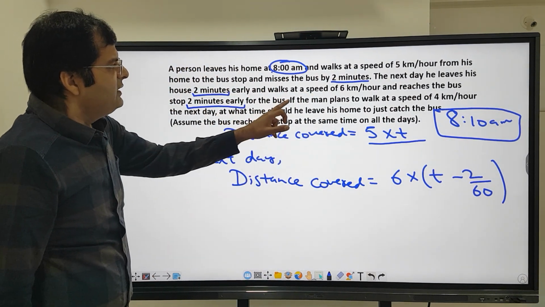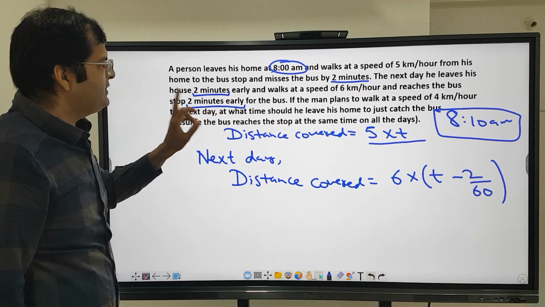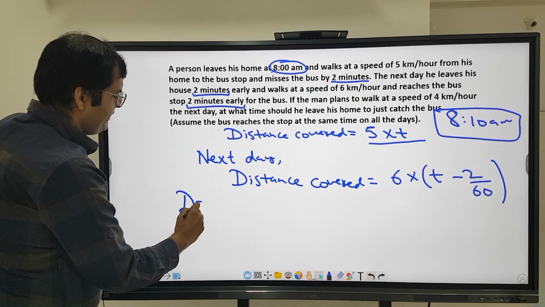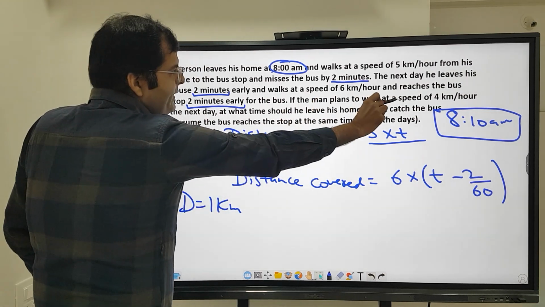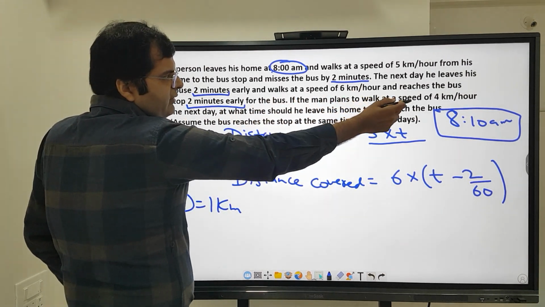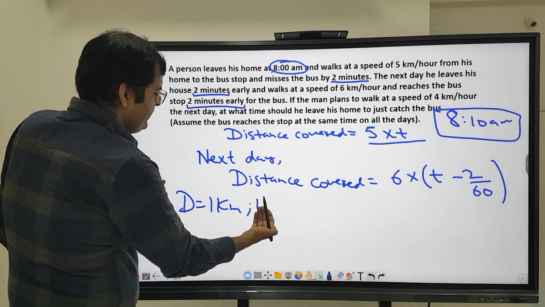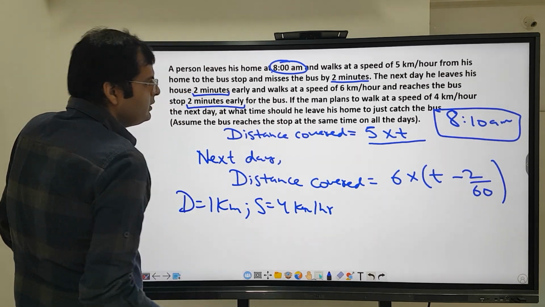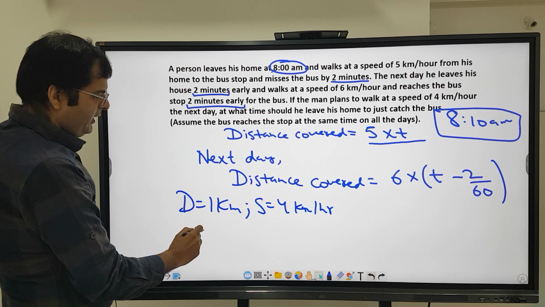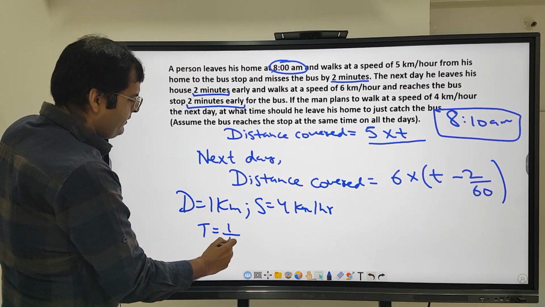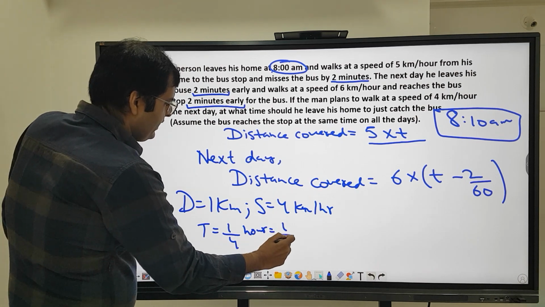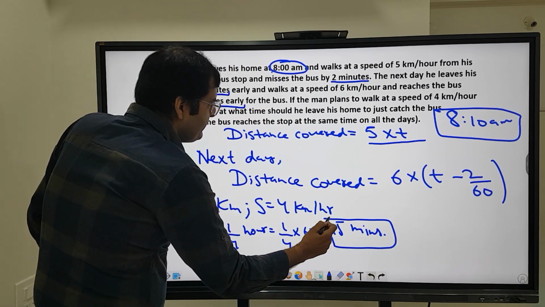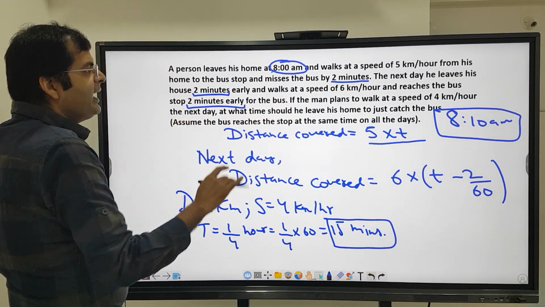Now what happens further? Now the man plans to walk at a speed of 4 km per hour the next day. We also know the distance is 1 kilometer. Let me write it down. Finally, the speed of walk on the next day is 4 km per hour. What is the time taken over here? Time is equal to distance upon speed. So that will be 1 by 4 of an hour. So 1 by 4 of an hour is 1 by 4 into 60, which is 15 minutes. So the man has to walk 15 minutes and has to catch the bus.